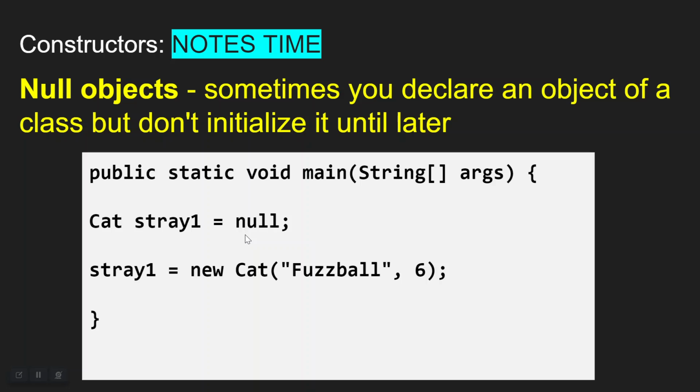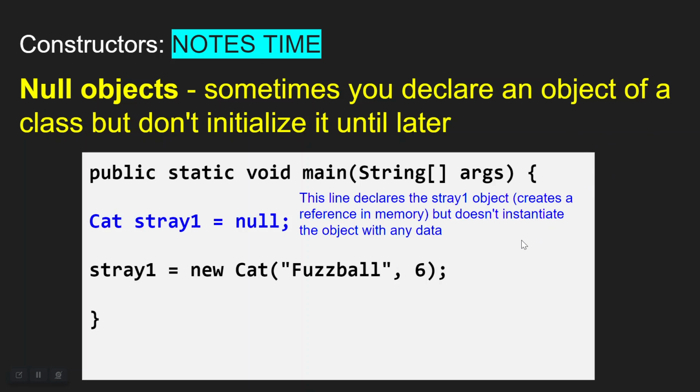But then let's say you do figure out, or let's say you give it a name later and then you determine that it's 6 years old, you could then at that point say stray1 equals new Cat("Fuzzball", 6). At that point, you could initialize it later. But there is such a thing as a null object. And if an object is created and set to null, just know that, right here in this line of code, stray1 is pointing to an area in memory that has no information. But down here, that's when you would actually be adding that information to that area in memory.